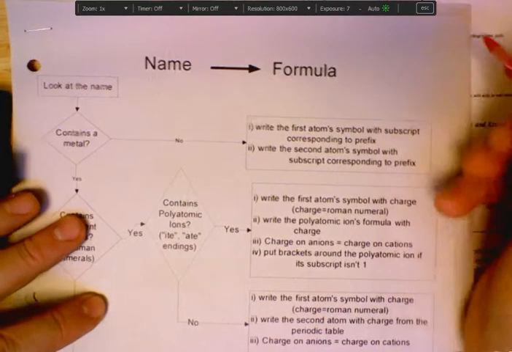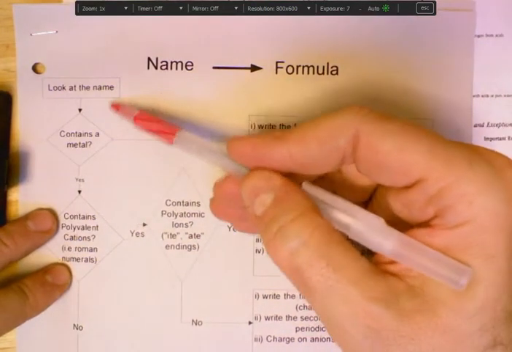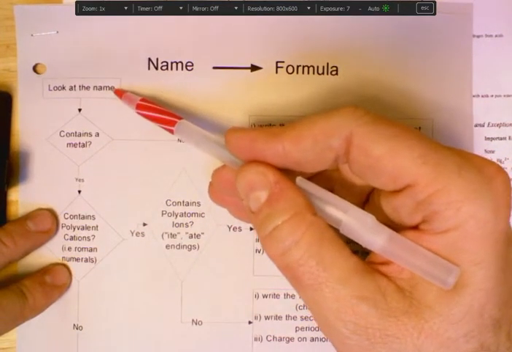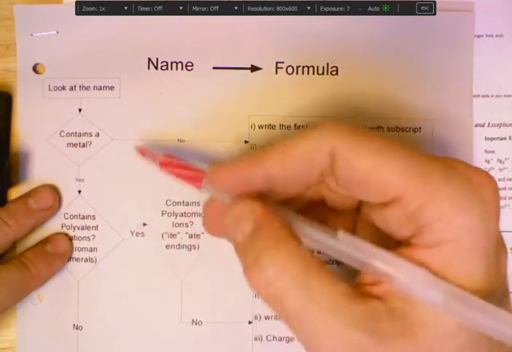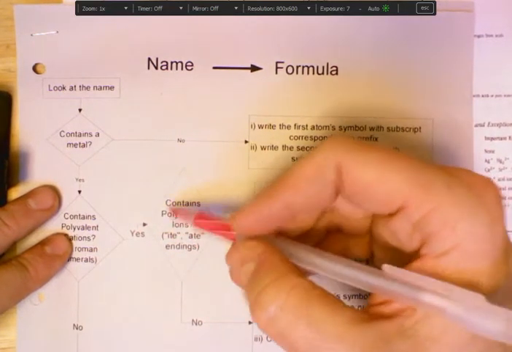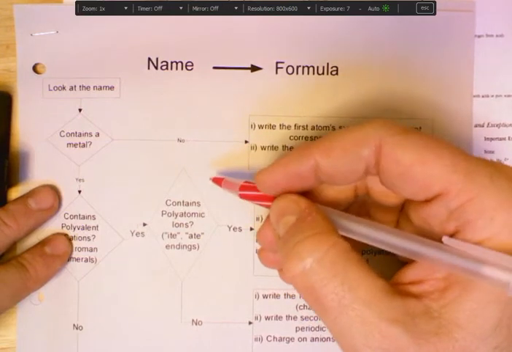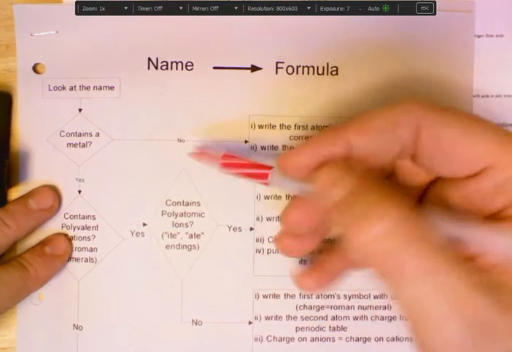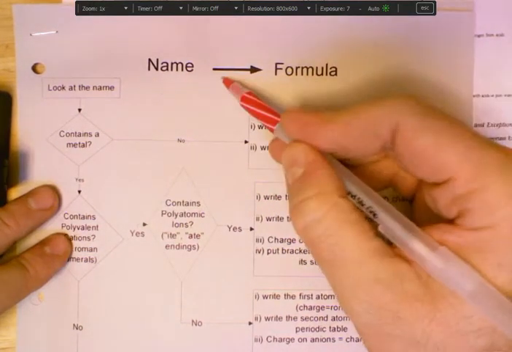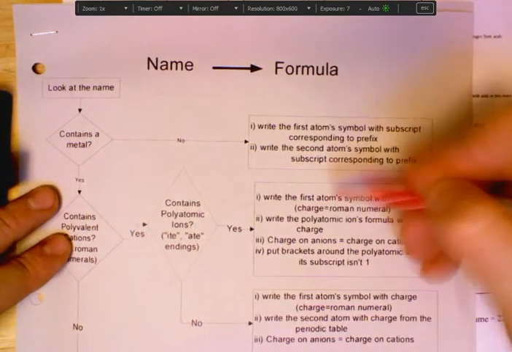You're also going to need your flow chart, and this is the one that we're using this year. Basically, it's just a sequence of questions to ask yourself. You start off by looking at the name, and then depending on what features the formula or the name has, it tells you what to do. In order to make this chart useful, we're going to put a couple of reminders to ourselves in here. There's one on the front and one on the back. One's name to formula, the other is formula to name. The questions are the same on both sides; it's just the procedures that are different.